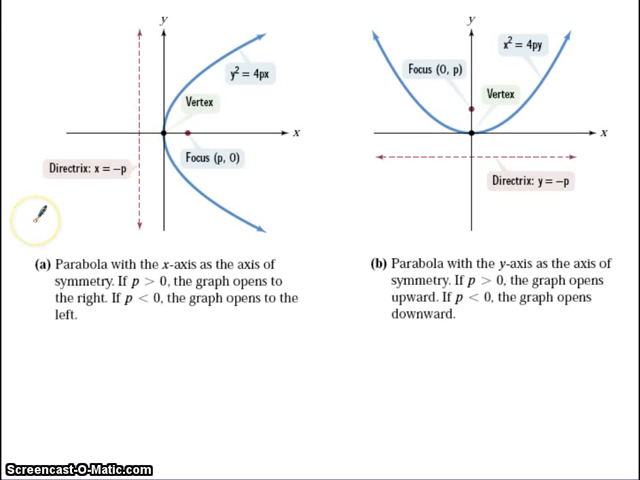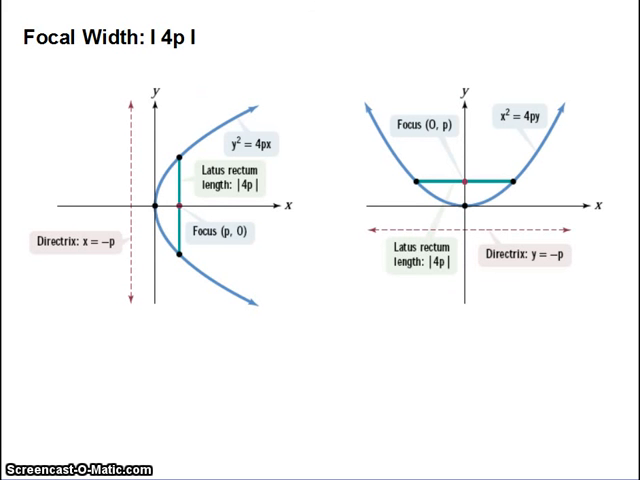So once again, the p-value tells us the distance from the vertex to the focus, from the vertex to the directrix. It also tells us the focal width of the parabola. The focal width is literally the distance from one end of the parabola to the other end of the parabola, a line segment that goes through the focus point. This is known as the focal width. So focal width goes through the focus from one end of the parabola to the other end of the parabola. It's the line segment that goes through the focus. And this is found by taking the absolute value of 4 times p.